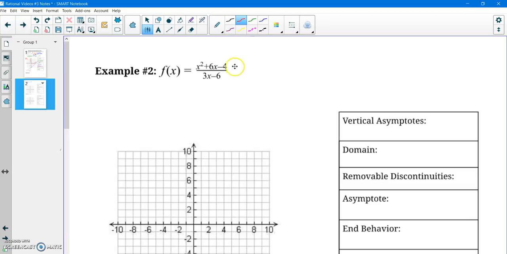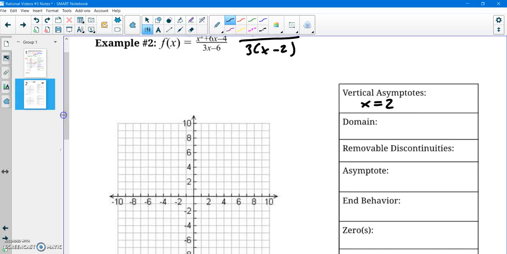Okay. So I'm going to factor. What multiplies to -4 and adds to 6? Nothing. Numerator doesn't factor. X equals 2 is my vertical asymptote.